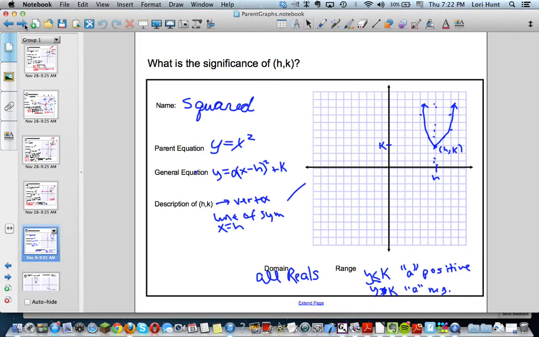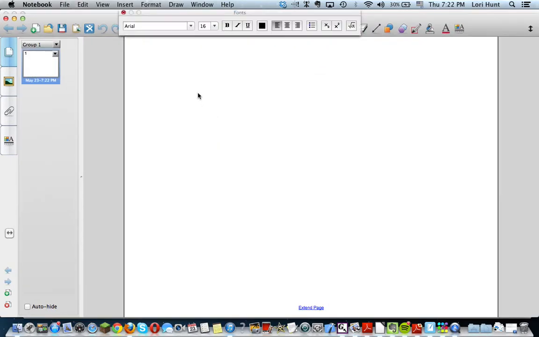And so you should find in your notes something about all of those parent graphs. The only one that we added to that most recently was the logarithm. So if you had to graph y equals the log of x, we added that most recently.